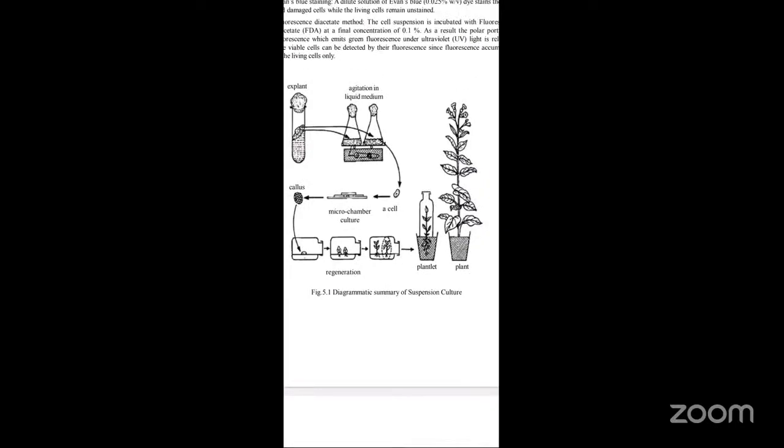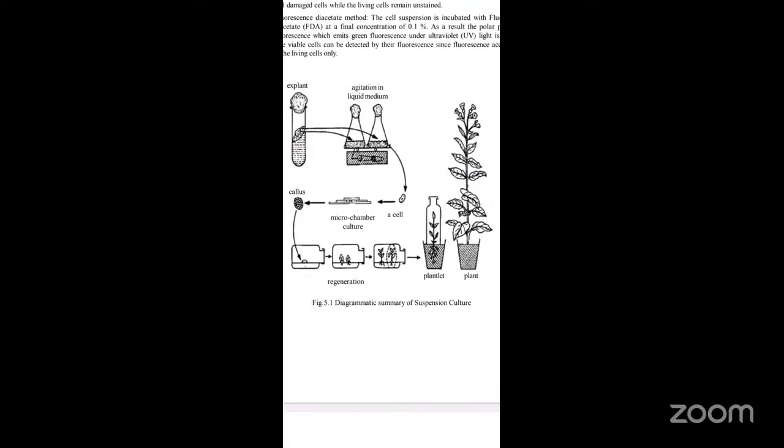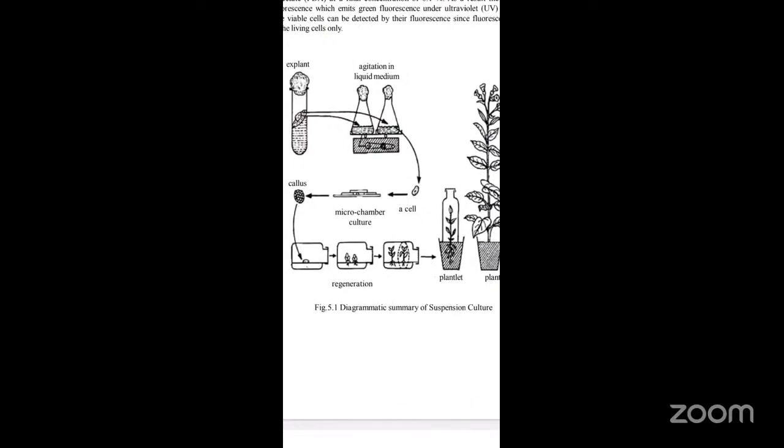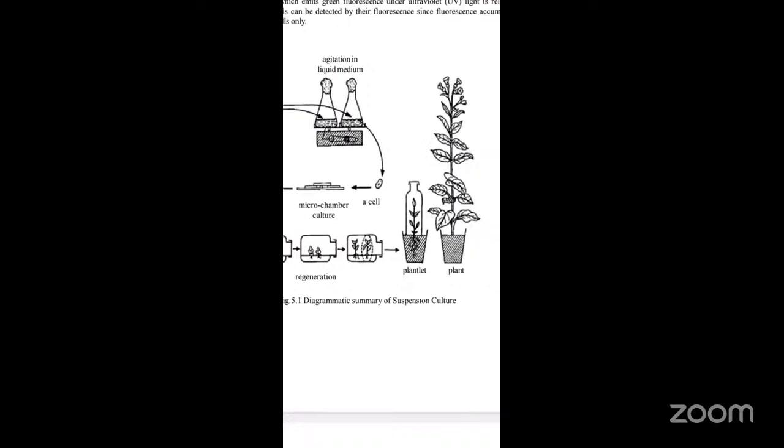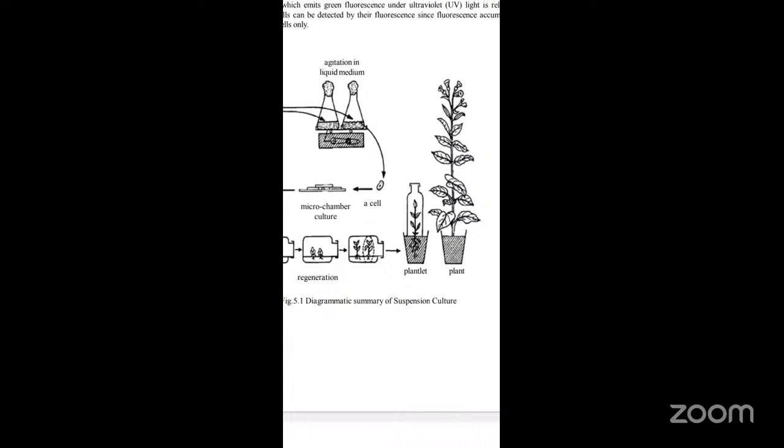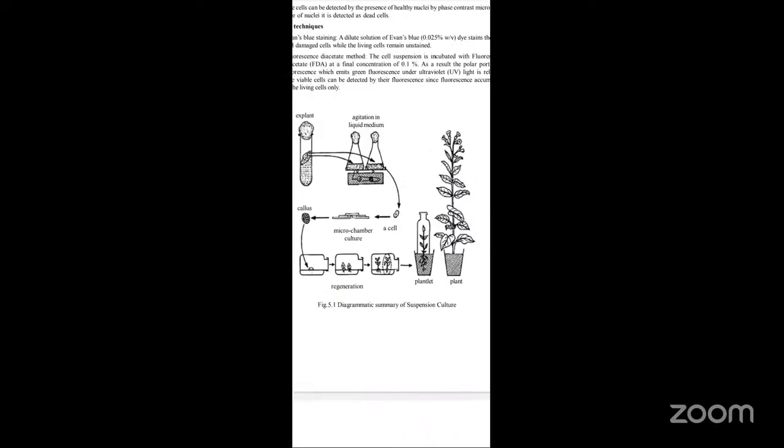Suspension culture: here the liquid medium is added. After that liquid medium, then micro-chamber cell culture. Then callus will form. Then the callus is again transferred to sub-cultures. That's regeneration. And after plantlets form, they are transferred into small pots and then shifted directly into the field. This is the suspension culture.